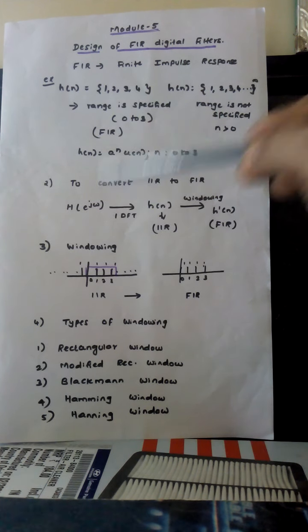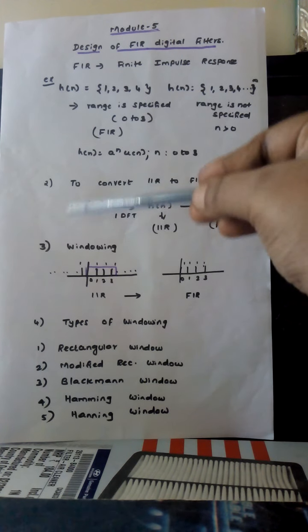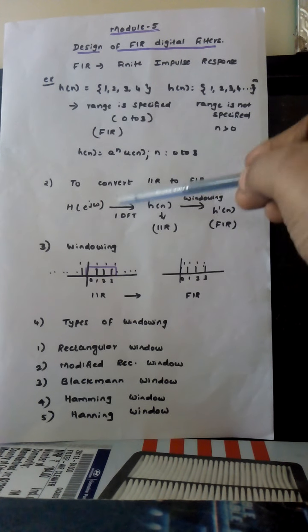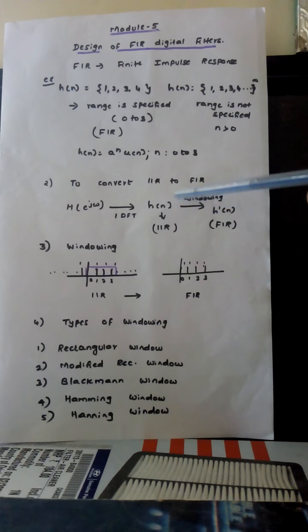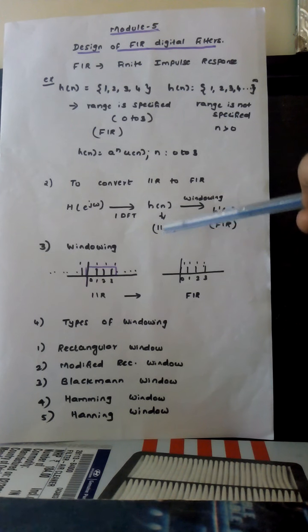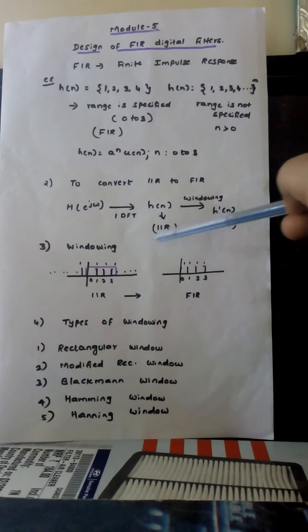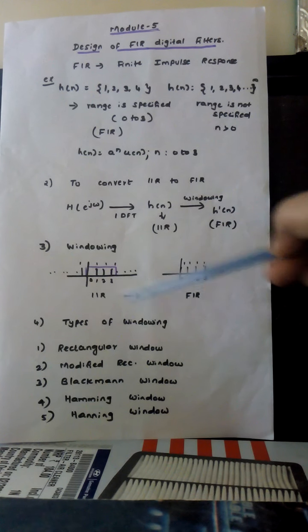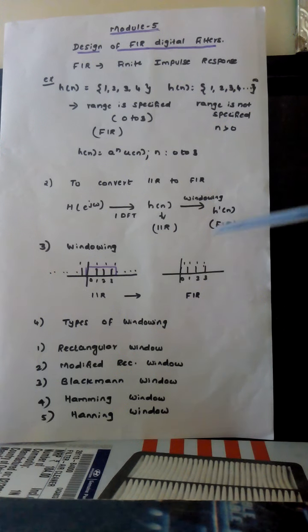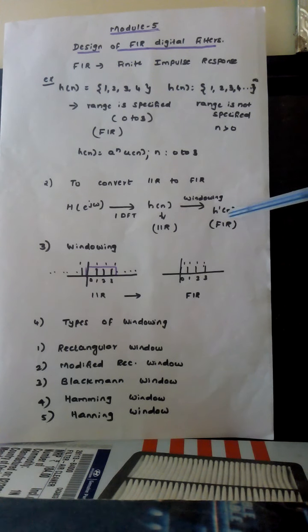So next, how to convert this IIR to a FIR. Here h of e to the power j omega is nothing but your frequency response. We have to take the inverse discrete Fourier transform, so we'll get the response h of n. So the h of n will be an infinite impulse response. The n value will vary from 0 to infinity. So this IIR we have to convert into FIR. We are going for different windowing techniques here. That is nothing but a type of windowing. So windowing is nothing but converting this infinite impulse response to a finite impulse response. So we have to apply some windowing technique here.